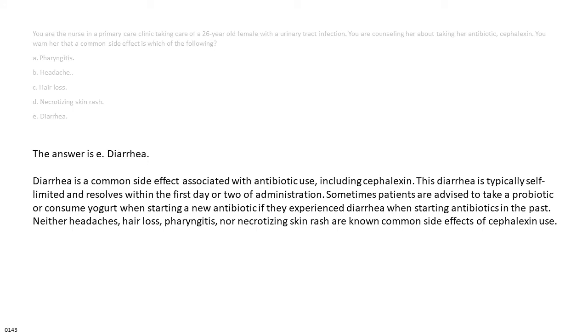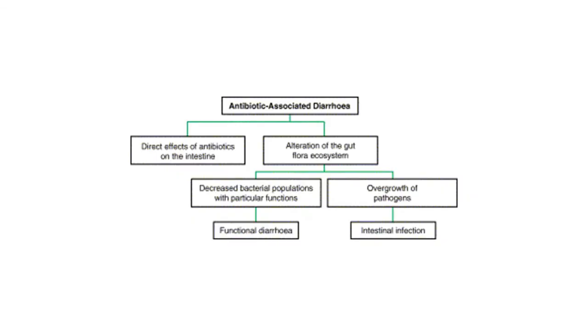You are the nurse in a primary care clinic taking care of a 26-year-old female with a urinary tract infection. You are counseling her about taking her antibiotic, cefalexin. You warn her that a common side effect is which of the following? A. Pharyngitis. B. Headache. C. Hair loss. D. Necrotizing skin rash. E. Diarrhea.